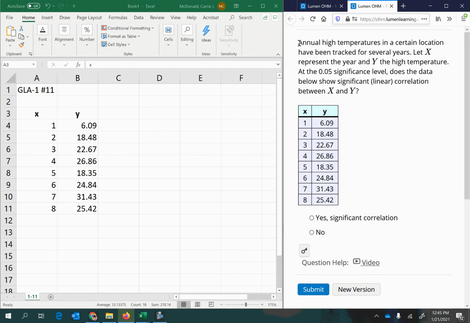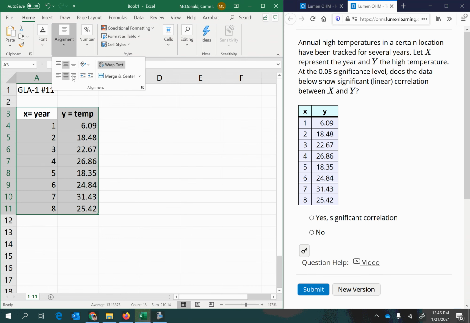And let's read the problem. It says annual high temperatures in a certain location have been tracked for several years. Let X represent the year. Okay, so X is the year, and Y is the temperature, the high temperature for that year. All right, so we've got our data labeled, helps to know what's what. Now, obviously, it's not year one, it's 1 year past a certain starting point, and I believe that would be 1995 because it goes along with another problem that was similar.